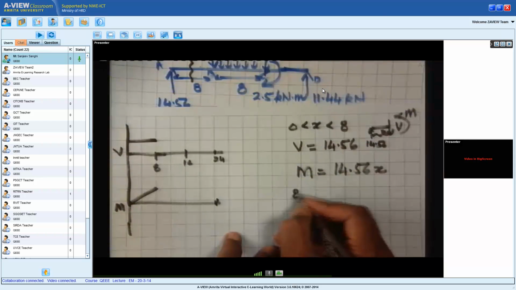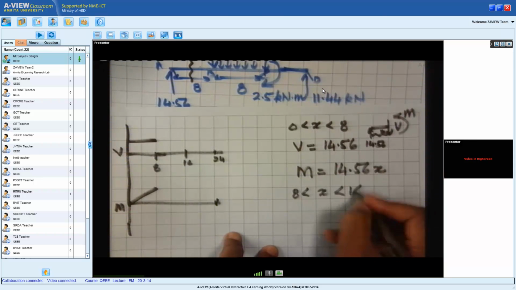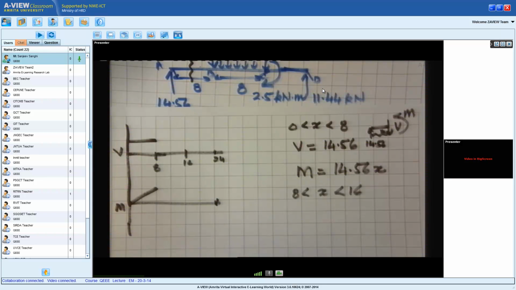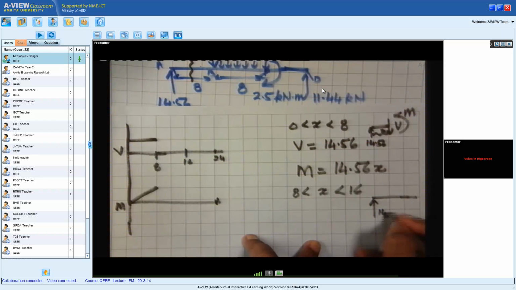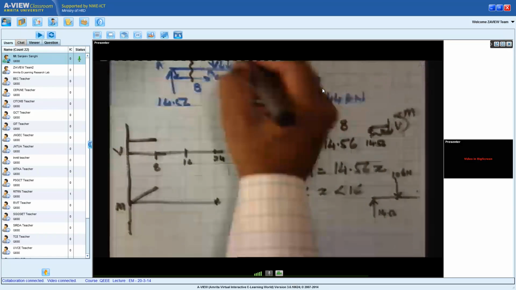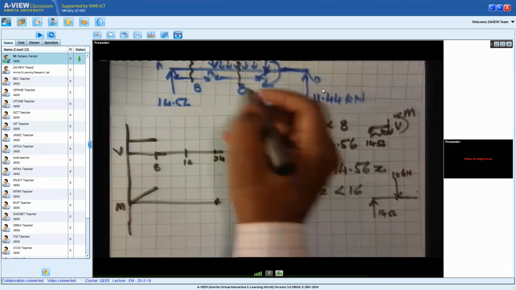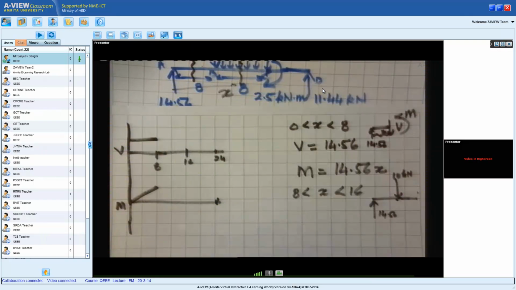Now let us go from 8 to 16. Now from 8 to 16, if I draw the free body diagram, what I have is 14.56 at a distance of 8. First I have a 10 kilonewton force. Now my x is a section somewhere here. For the second part, x is lying between 8 and 16. So the x is somewhere here.